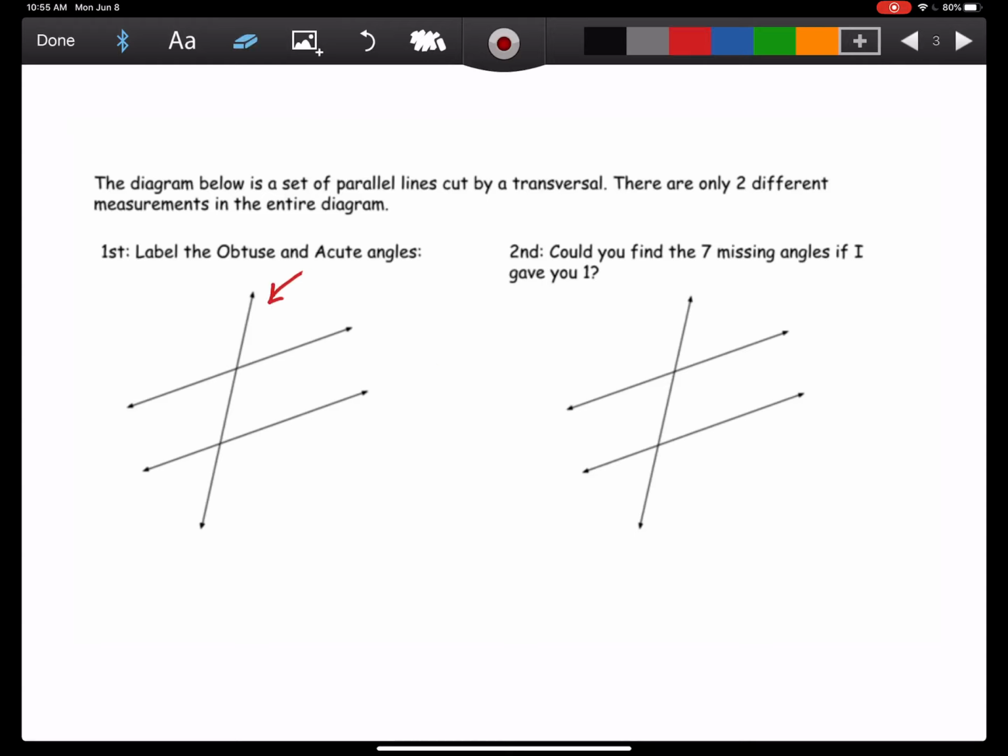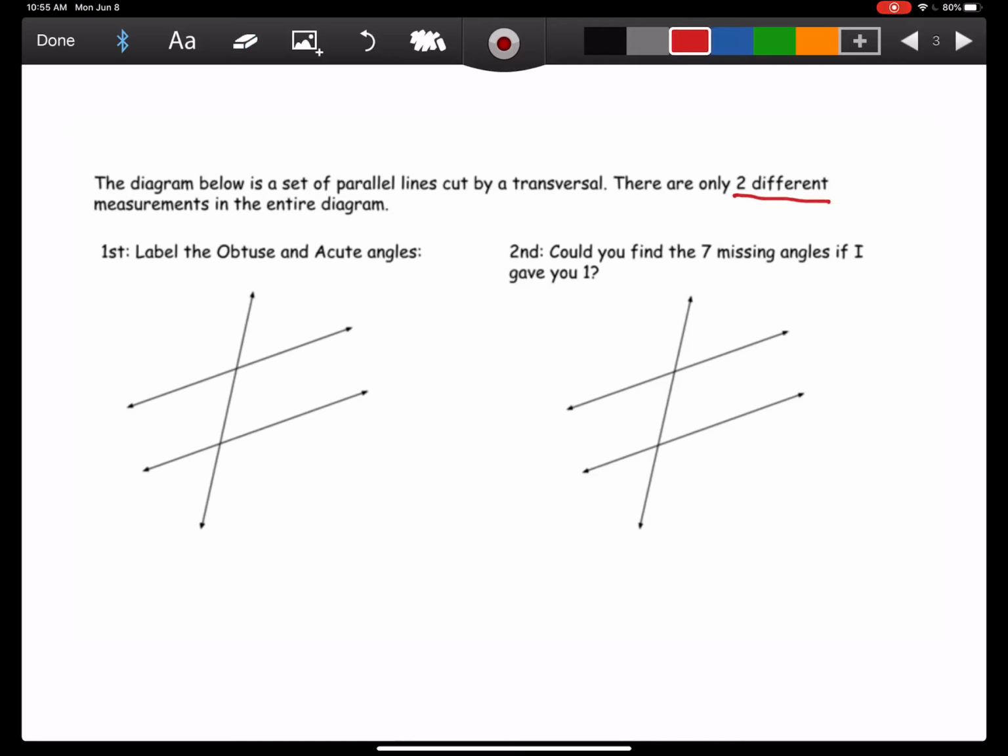Okay? All right. So, I'm going to read it one more time. The diagram below is a set of parallel lines. It's cut by a transversal. There are only two different measurements. I'm going to underline that. That's really important. There's only two different measurements in the entire diagram. Okay? So first, label the obtuse and acute angles.